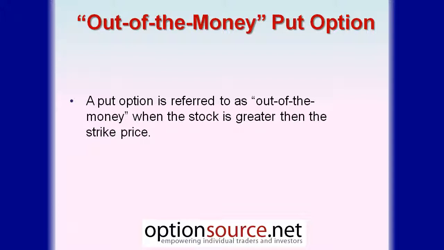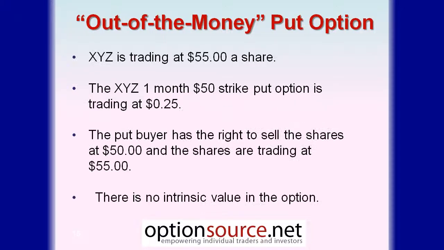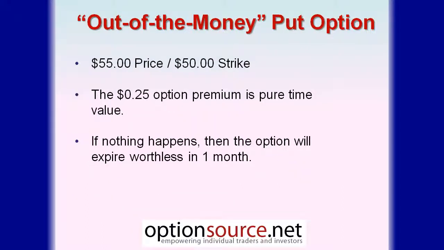A put option is considered to be out of the money when the share value of the underlying security is greater than the strike price. With XYZ trading at $55 per share, the XYZ 1 month put option with a $50 strike price might be trading at 25 cents. In this case, the put buyer has the right to sell XYZ shares at $50. However, since the shares are still trading at $55, the put option has no intrinsic value. With the share value priced at $55 and a $50 strike, the 25-cent put option premium is made up entirely of time value. If the share value remains above $50, the put option will expire worthless.